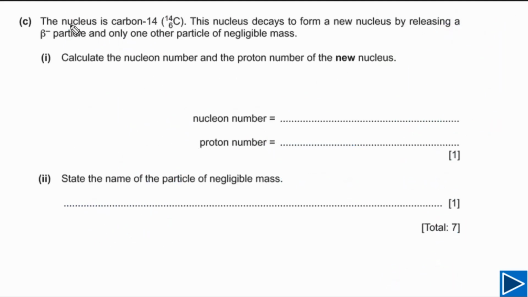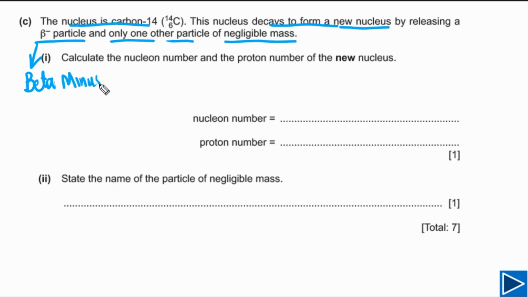For part C, it is given to us that a nucleus of carbon-14 decays to form a new nucleus by releasing a beta minus particle and only one other particle of negligible mass. This is telling us about the neutrino. Now the next thing we need to find out is whether it is beta minus decay or beta plus decay. This is beta minus decay because a beta minus particle is emitted. So the first thing we can write down is beta minus decay.